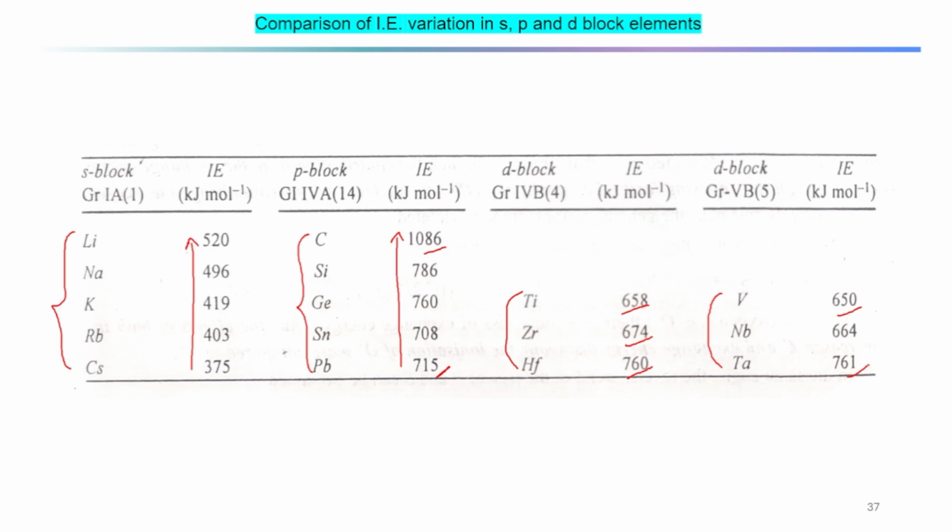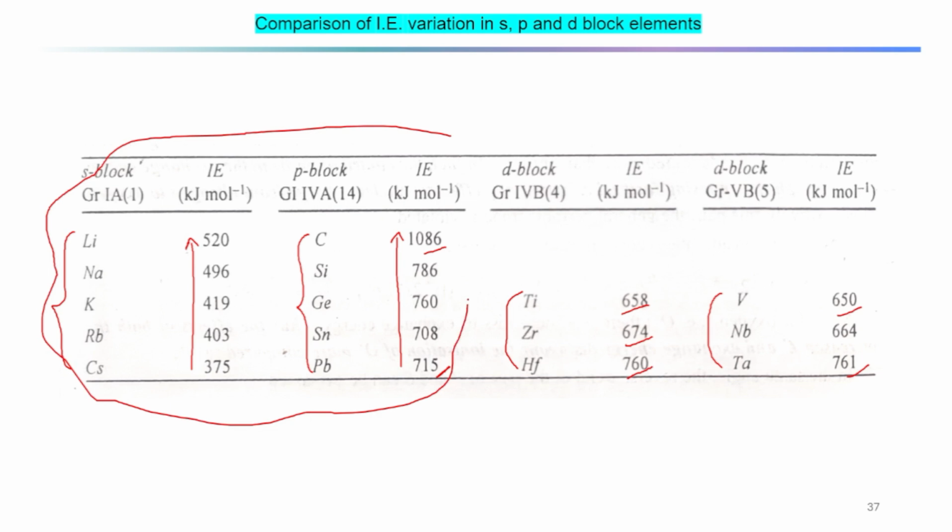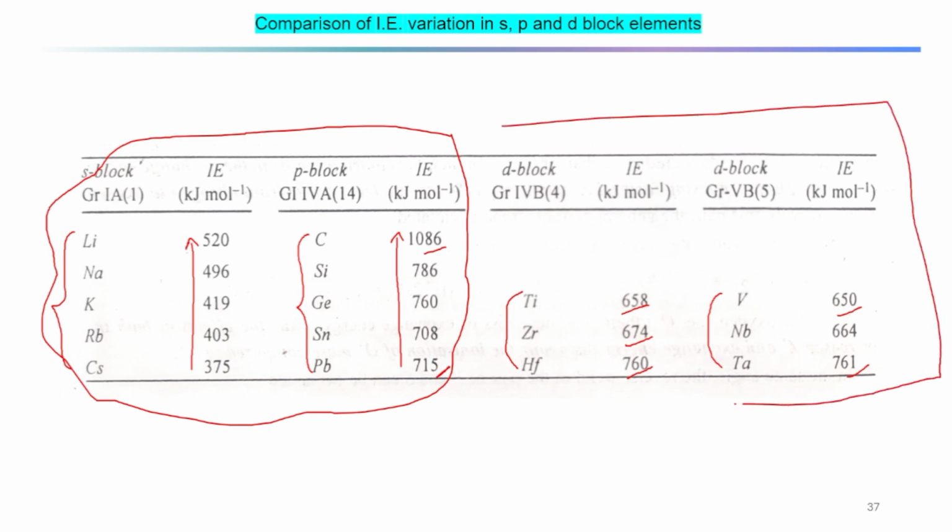So in case of S and P block elements, as we go down the group, the ionization energy decreases, whereas in case of D block elements, as we go down the group, the ionization energy increases.